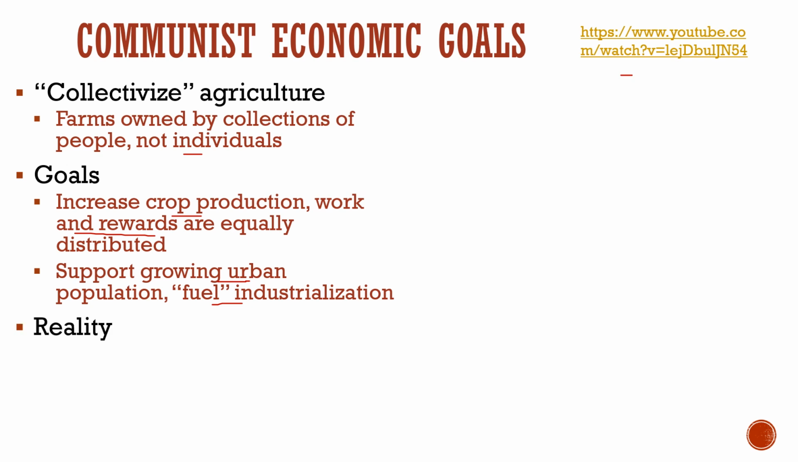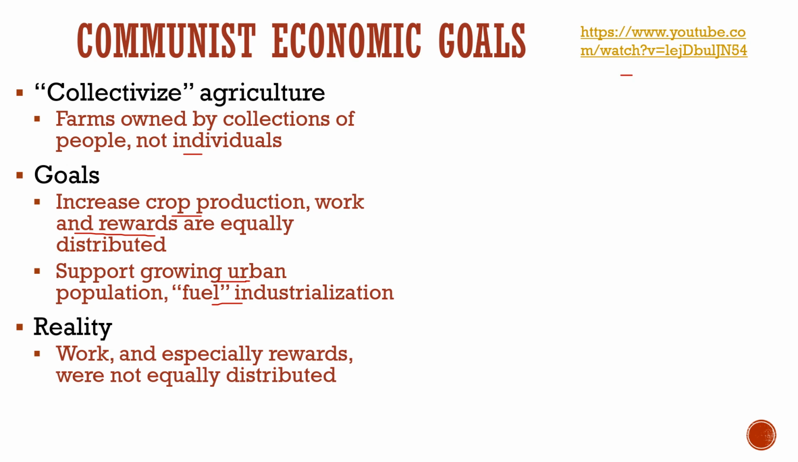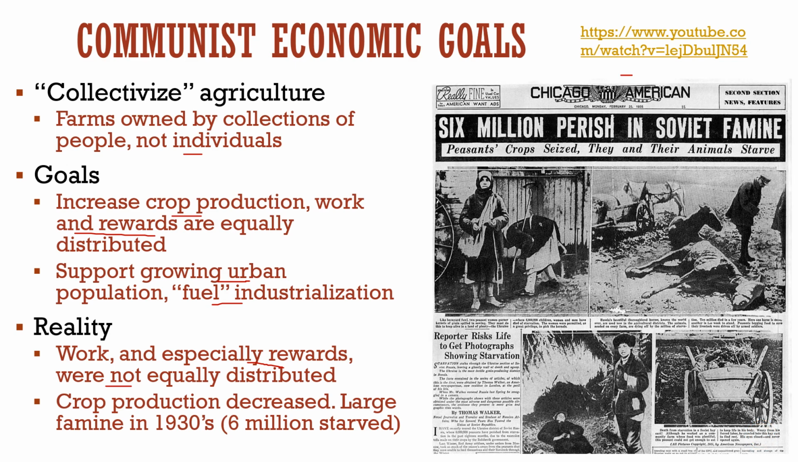Now, the reality, though, as we're unfortunately well aware of, the work and especially the rewards are not equally distributed in most command economies, especially in Russia. So the government takes essentially what it wants and does not equally reward everyone or distribute that wealth. So crop production actually decreased so much that there was a large famine in the 1930s and about 6 million individuals starved. And again, the video talks about that.